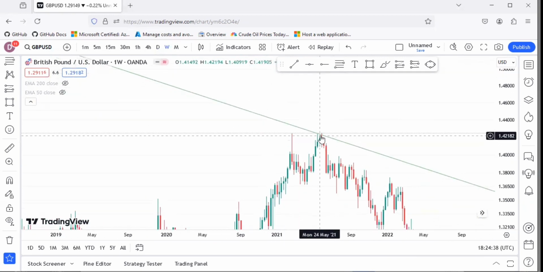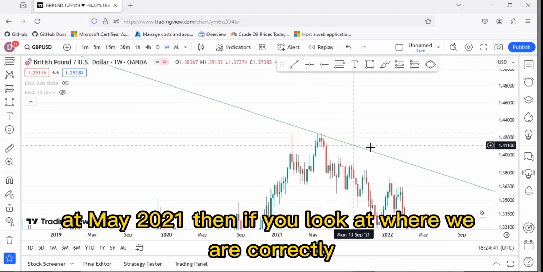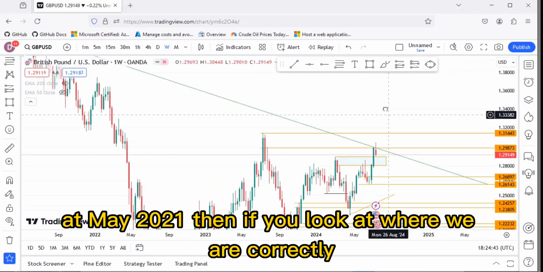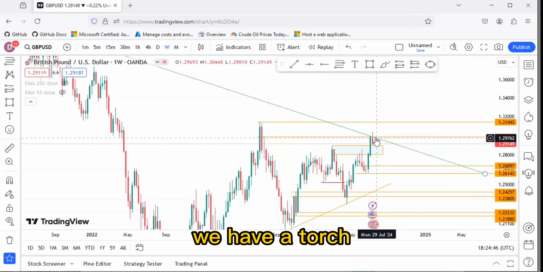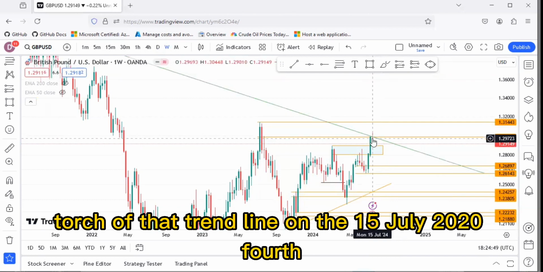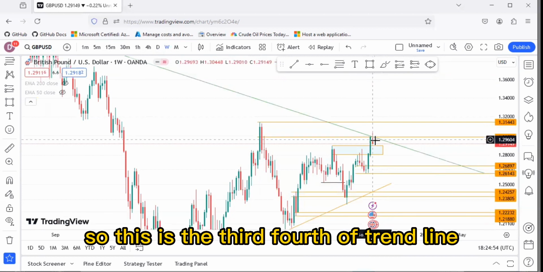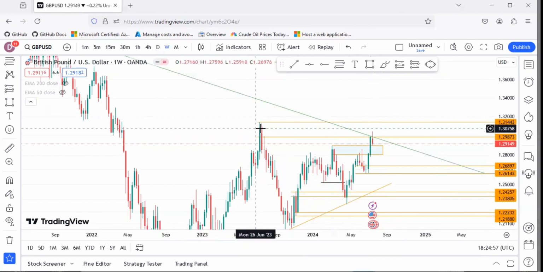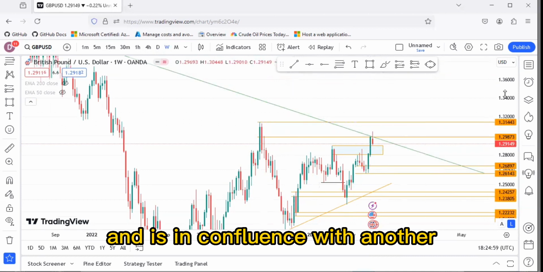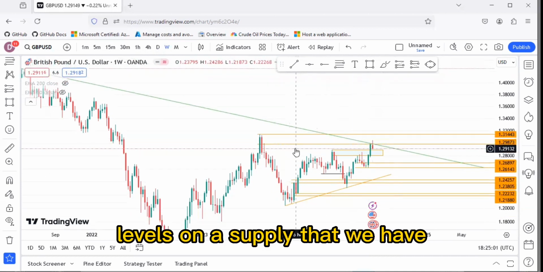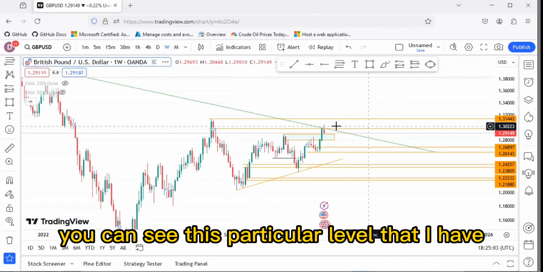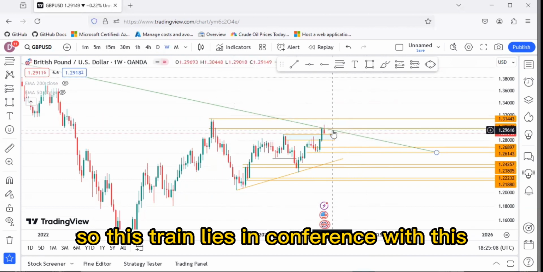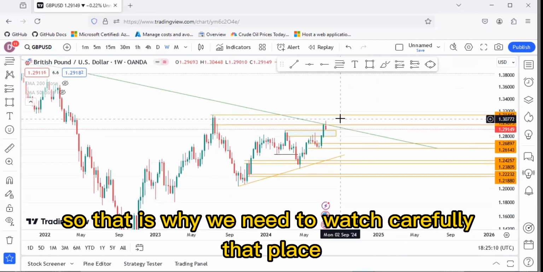on May 2021. Then where we are currently, we have a third touch of that trend line on the 15 July 2024. This third touch of the trend line is in confluence with another level and a supply that we have here. So this trend line is in confluence with this supply, and that is why we need to watch that place carefully.